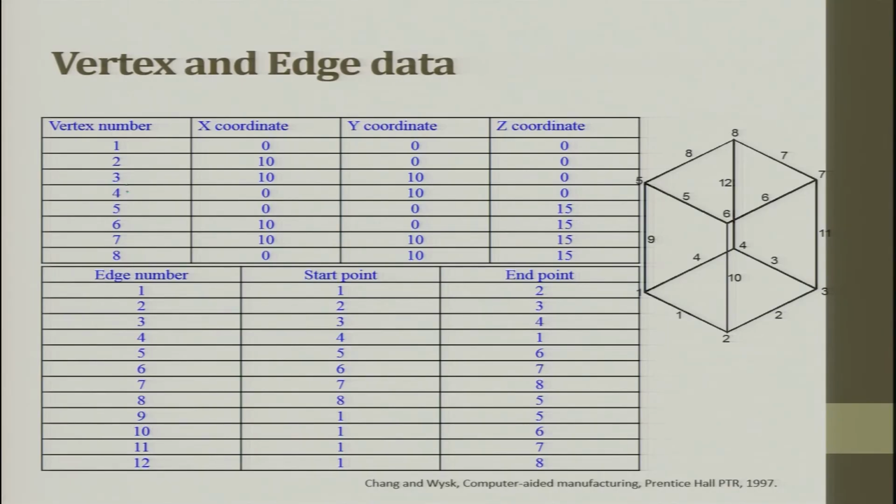Vertices 1, 2, 3, 4, what are all the x, y, z? Then edge numbers. Edge number 1: the starting point is 1 and the ending point is 2. Because you have defined all the vertices, you do not have to define the vertices once again here. You just say an edge is drawn connecting 1 and 2. For example, let us take edge number 8. It is trying to connect vertex 8 with vertex 5. This is how wireframe data is stored in a computer.